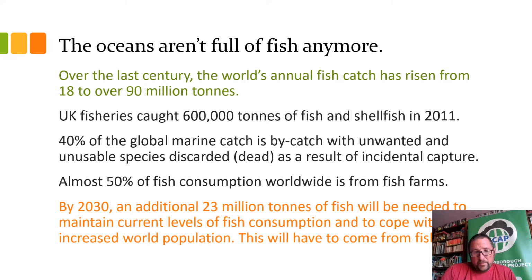Today, almost 50% of fish consumption worldwide is from fish farms. By 2030, an additional 23 million tonnes of fish will be needed to maintain current levels of fish consumption and to cope with increased world population. Unfortunately, because we haven't got enough fish in the oceans anymore, this is going to have to come from fish farms.